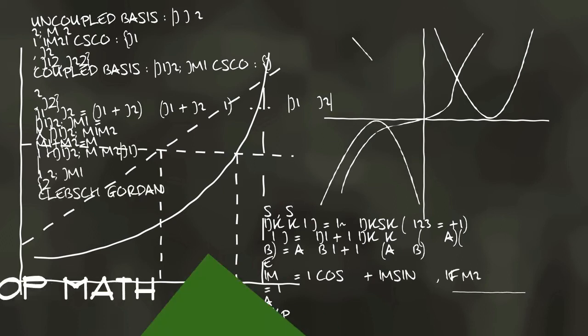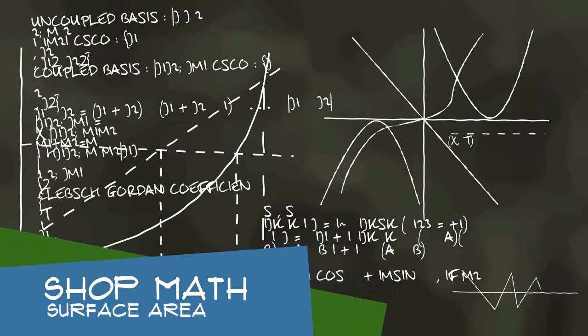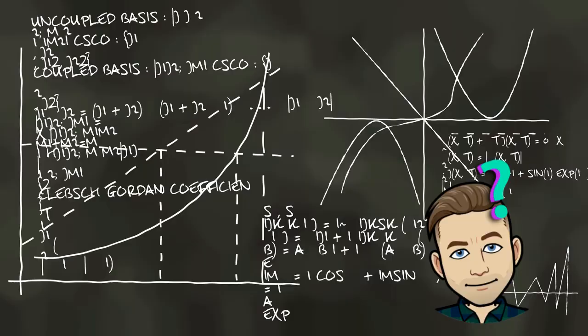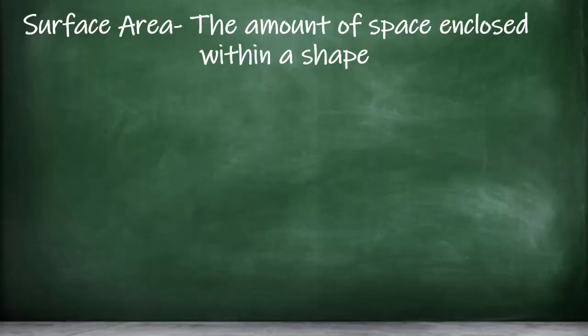Today on Shop Math, we're going to talk about surface area and what it means for people who design and build stuff. Surface area is the amount of space contained within a shape. It's a measurement of two-dimensional space.